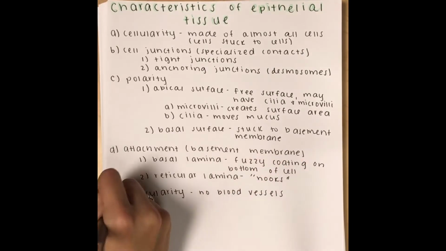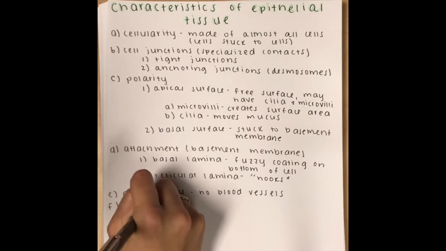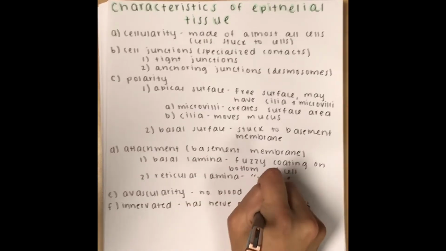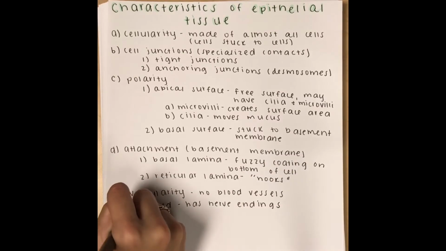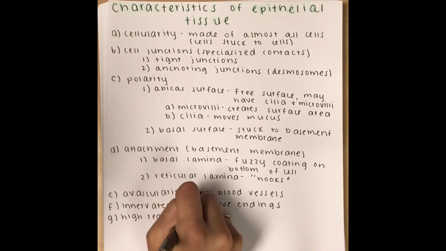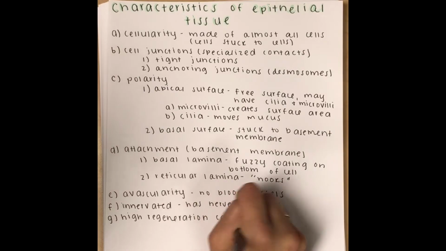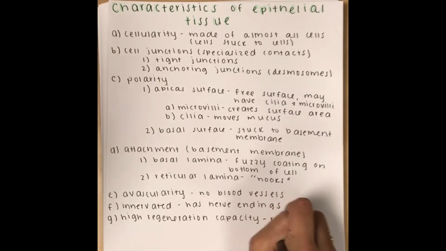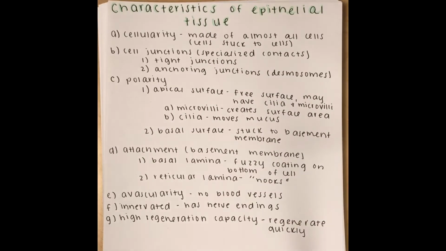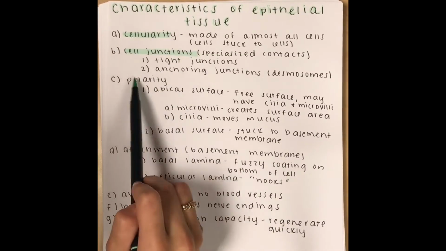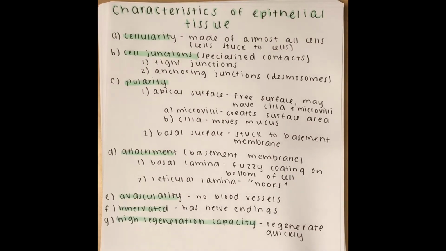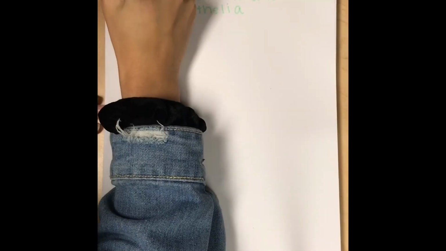Next, avascularity. It simply means that it has no blood vessels. Being innervated means it has nerve endings. Lastly is high regeneration capacity. It means that it regenerates quickly if and when the lateral contacts are destroyed. Epithelial cells begin to reproduce themselves rapidly. As long as epithelial cells receive adequate nutrition, they can replace lost cells by cell division.